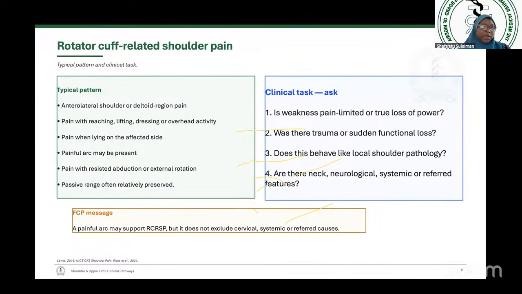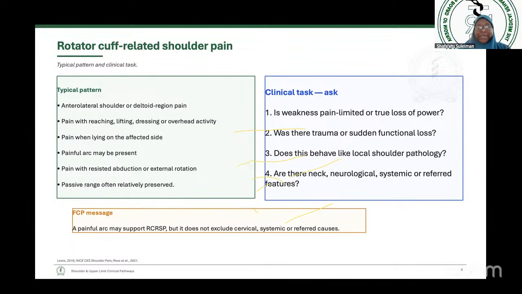Objectively, we can see a painful arc, and pain with resisted abduction or external rotation, and of course active range of movement can be reduced, but once we do the passive range of movement, we'll find that it's relatively preserved compared to the active range.